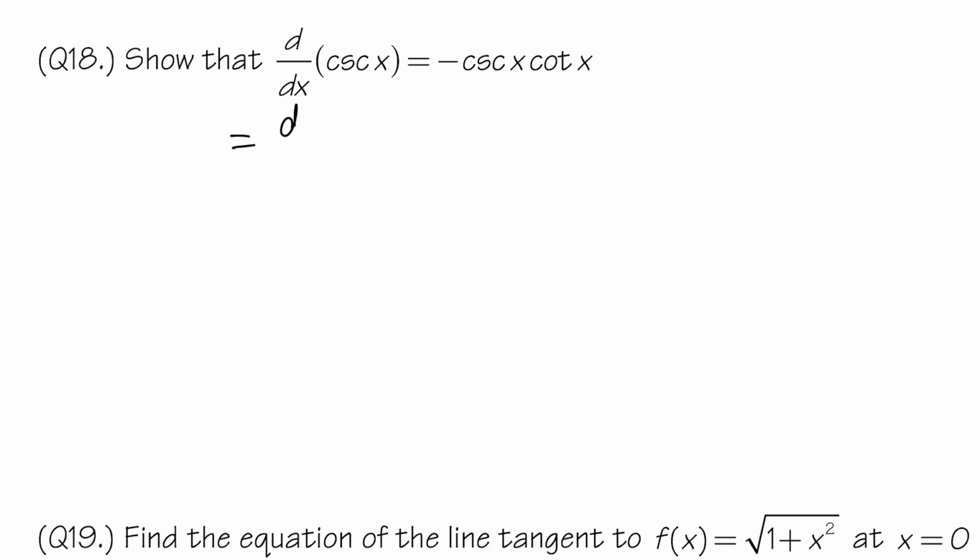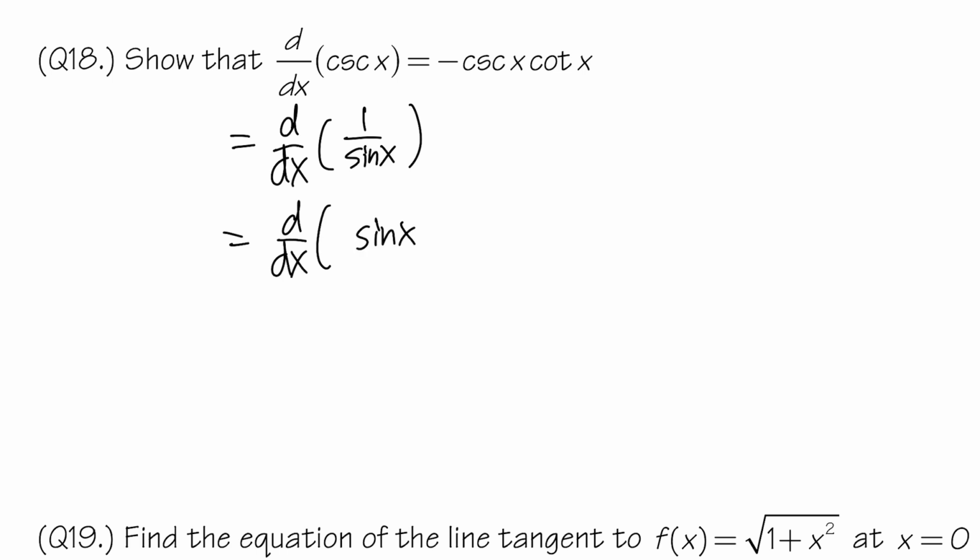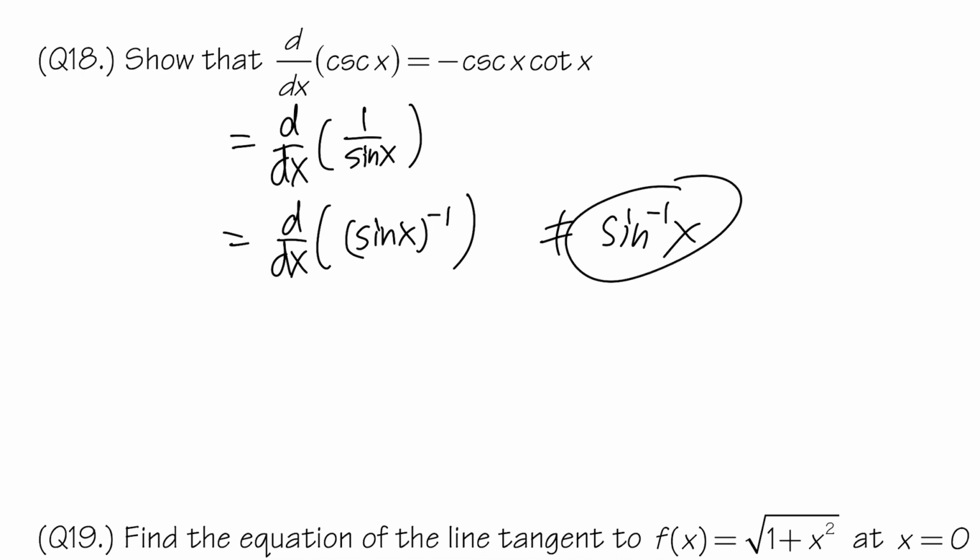This right here equals, take the derivative of 1 over sine x. You can use the quotient rule, or you can write this as taking the derivative of sine x raised to the negative 1 power. Do not write this as sine with a negative 1 x like this though, because this means the inverse, which is not what we are talking about here.